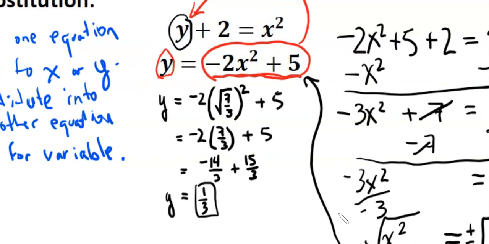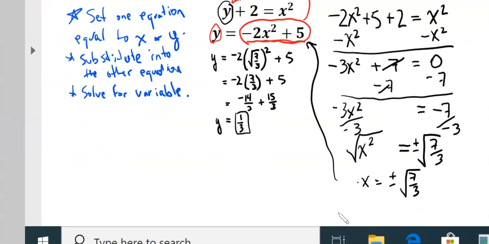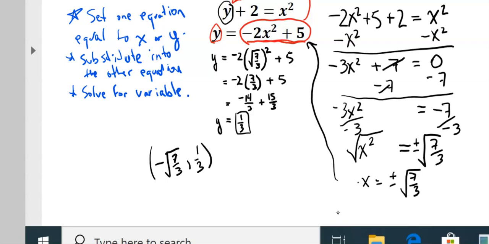And so we have two solutions. We have negative square root of 7 thirds in x, comma 1/3. And we have positive square root of 7 thirds, 1/3.